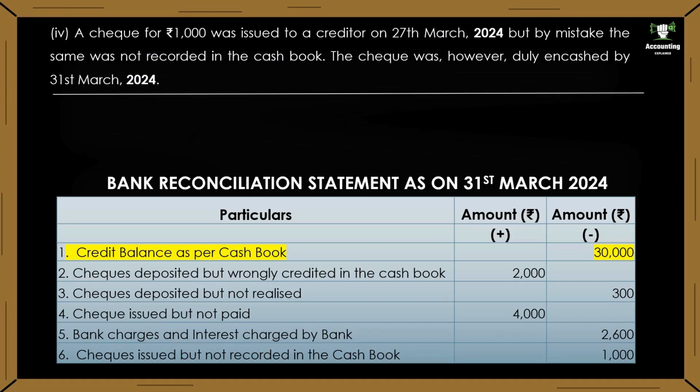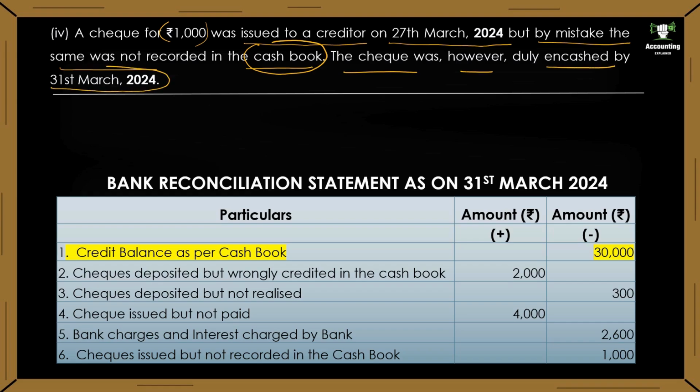The next transaction is a check of rupees 1,000 issued to a creditor on 27th March 2024, but by mistake the same was not recorded in the cash book. We have issued a check, but we forgot to record it in the cash book. The check was, however, duly encashed by 31st March 2024. That creditor has encashed the check on 31st March 2024, meaning that our bank has passed the entry. In the passbook, we have debit on the left side, credit on the right side, and payments on the left side, receipts on the right side.